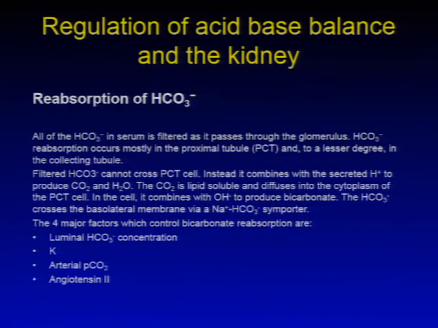Reabsorption of bicarbonate is dependent on four important factors as depicted below: luminal bicarbonate concentration, potassium level, arterial PaCO2, and angiotensin II. An increase in any of these four factors can cause bicarbonate reabsorption to increase. An increase in parathyroid hormone concentration will decrease bicarbonate reabsorption. It is important to note about 85 to 90% of the filtered bicarbonate is reabsorbed in the proximal convoluted tubule.